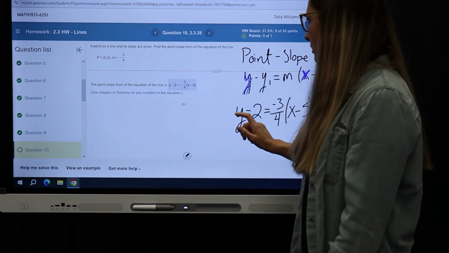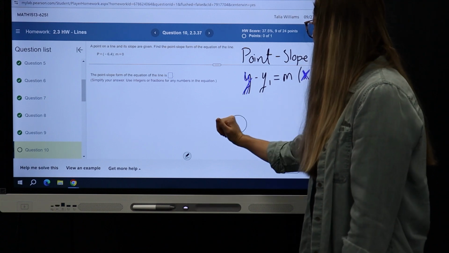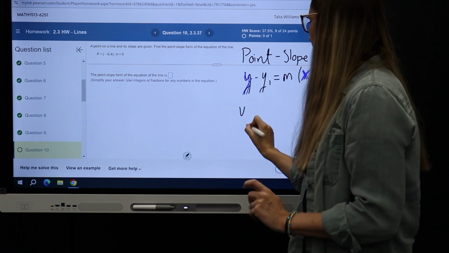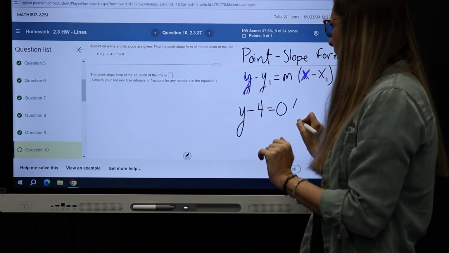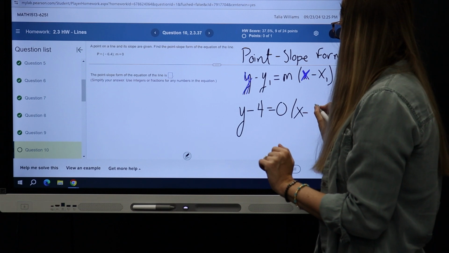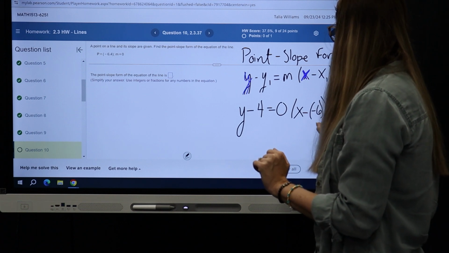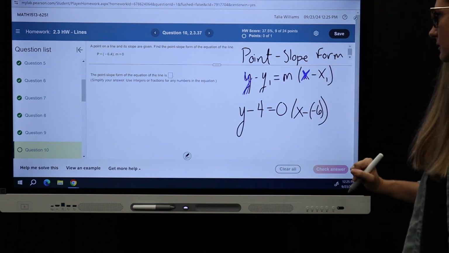Okay, there's a couple more of these. Alright, so y subtract our y value is 4 equals 0 times x subtract the x value, which is negative 6.